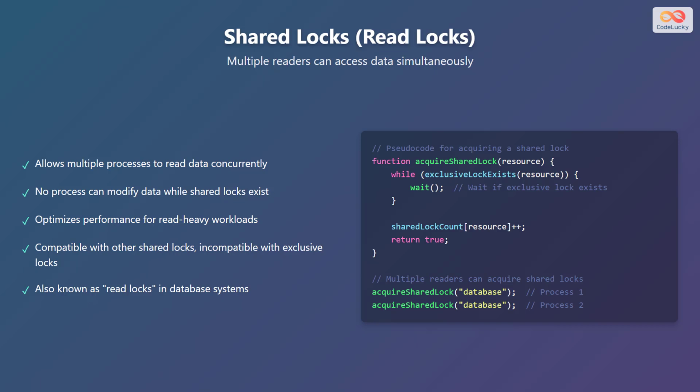Shared locks are compatible with other shared locks, meaning multiple readers can access the resource at the same time, but they are incompatible with exclusive locks, preventing writers from modifying the data while readers are present. In database systems, shared locks are commonly referred to as read locks.